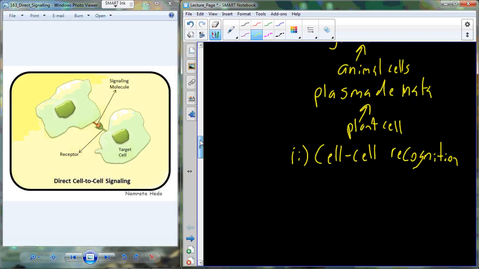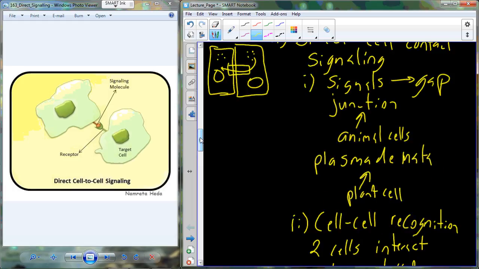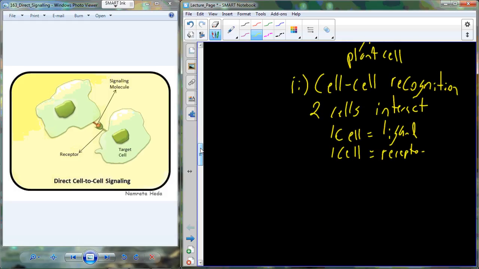In cell-cell recognition, we have two cells that interact. One cell has the ligand bound in the membrane, one cell has the receptor. They come close together and have an interaction. Okay, so that's direct cell contact, or direct cell-to-cell signaling, both through gap junctions and plasmodesmata that I drew here, and also this cell-cell recognition method.